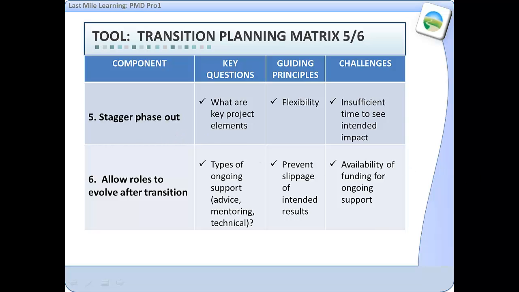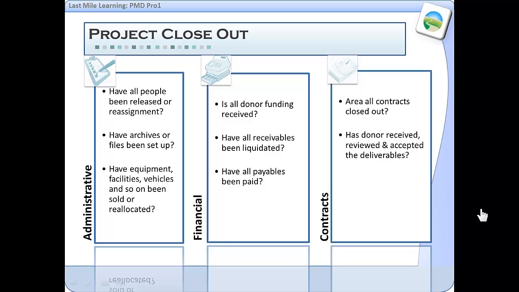Next is to stagger the phase out, asking the question, what are the project's key elements? Guiding principles are flexibility in questions. Challenges might be insufficient time to seek impact. That's always a huge challenge. And then finally, allowing roles to evolve after transition, asking the key question, types of ongoing support: advice, mentoring, technical. Guiding principles: preventing slippage of intended results, and then the challenges, availability of funding for ongoing support.